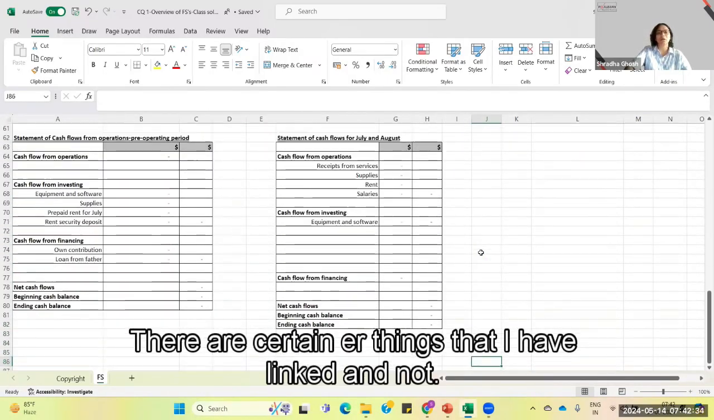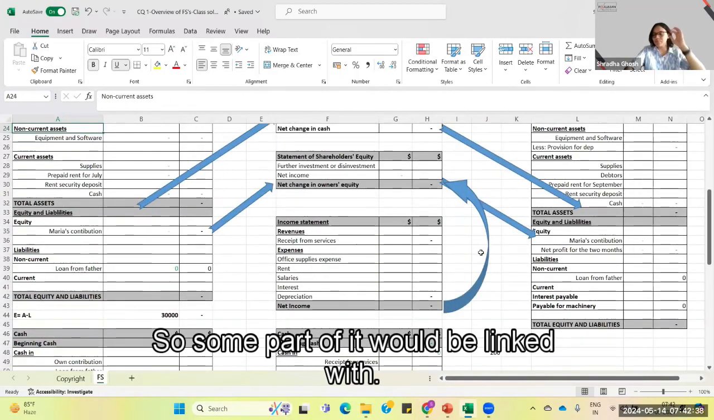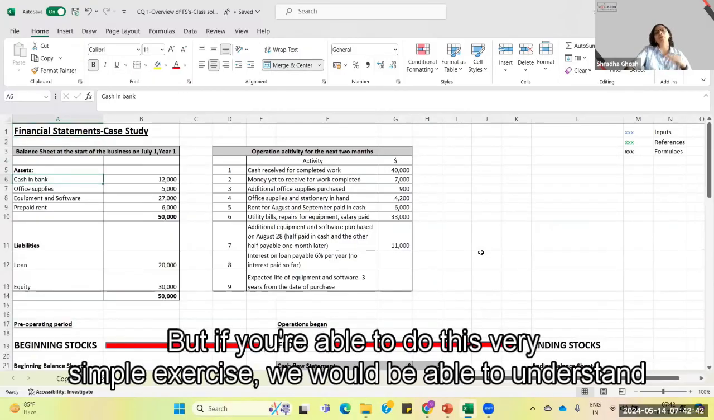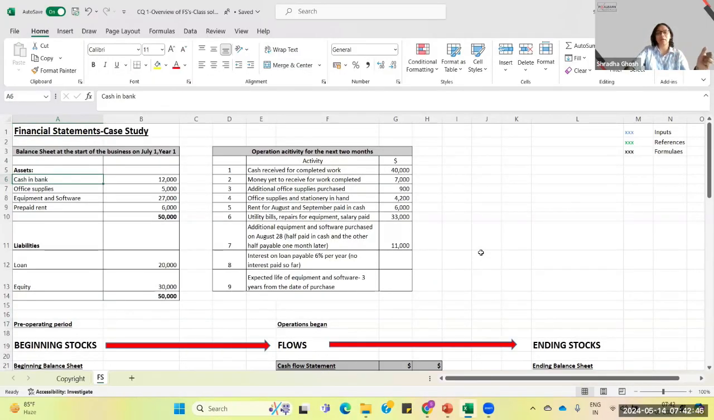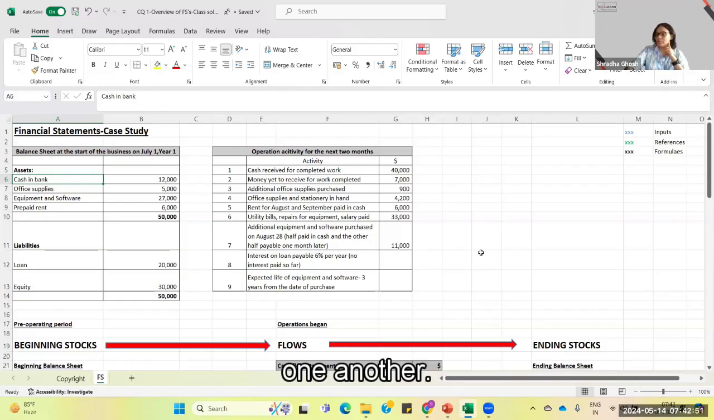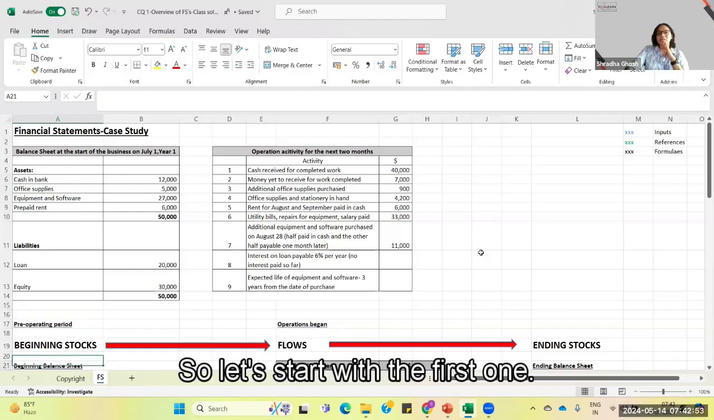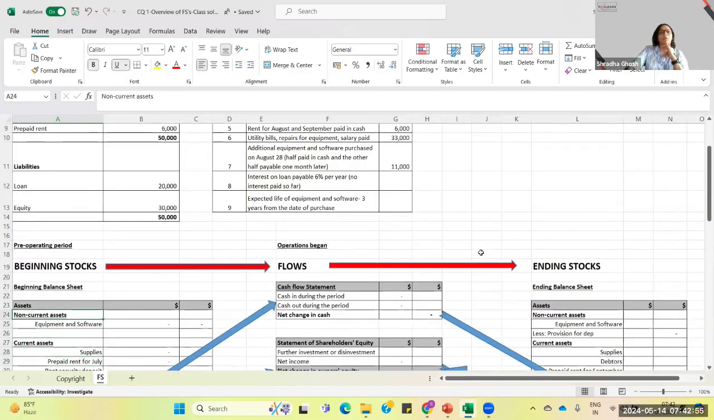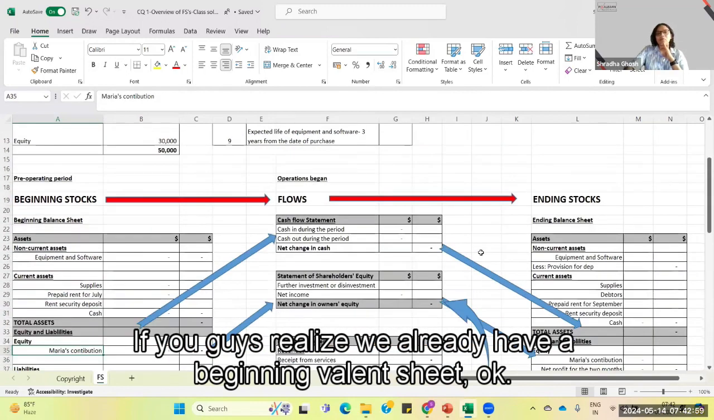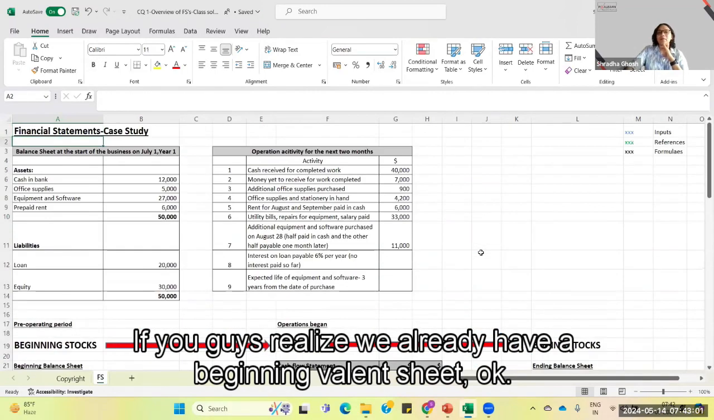There are certain things that I have linked and some I haven't, so some part of it would be linked, but many of it you would have to do on your own. But if you're able to do this very simple exercise, we would understand how the items flow through one another. So let's start with the first one. They have already given us a beginning balance sheet.